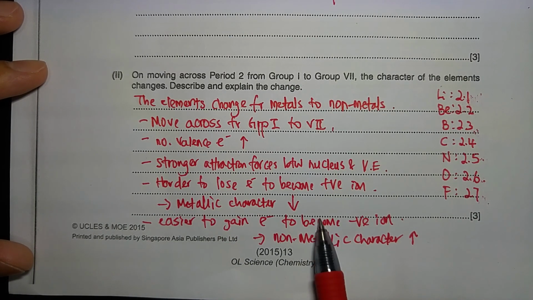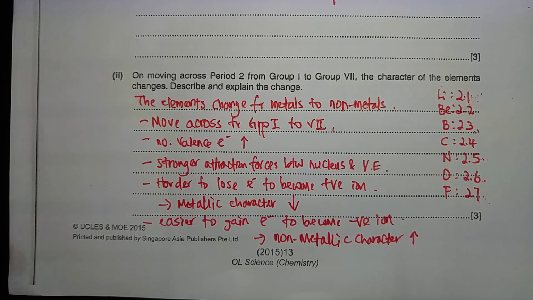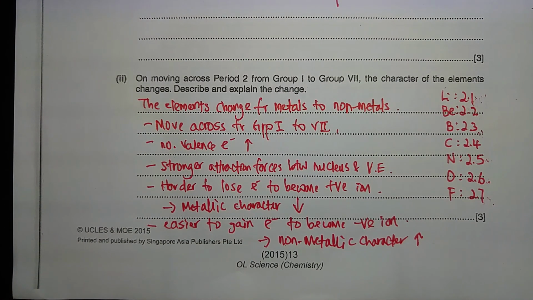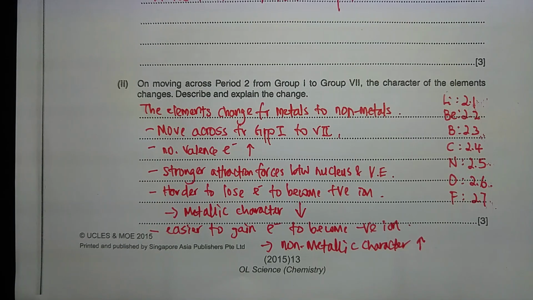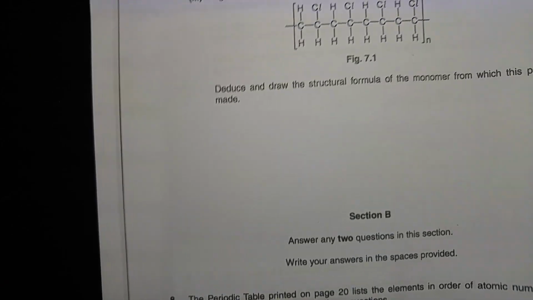So both of these, easier to lose electron, easier to gain electron, have an impact on the metallic as well as non-metallic character. Okay, so that would be 3 marks for part A 2.